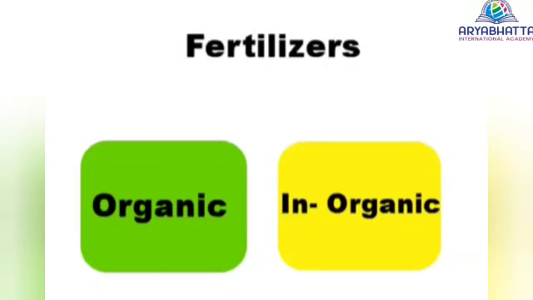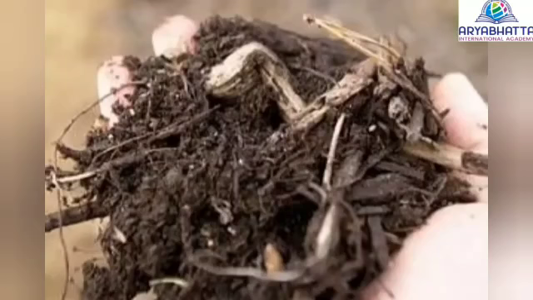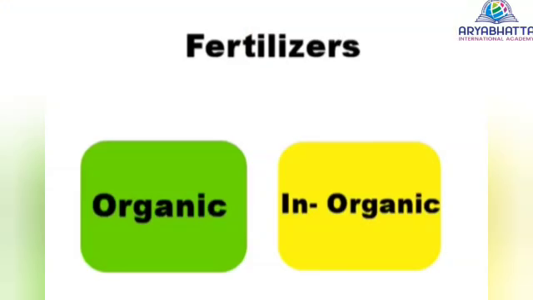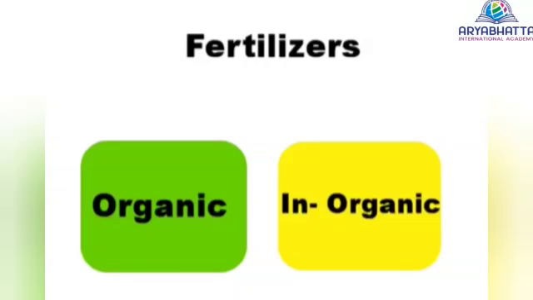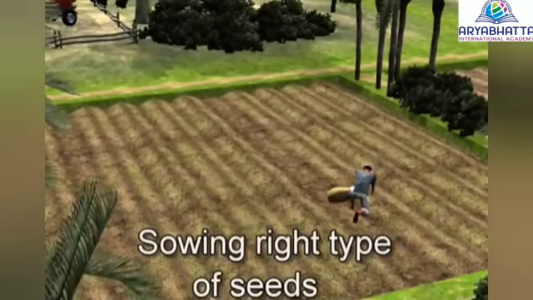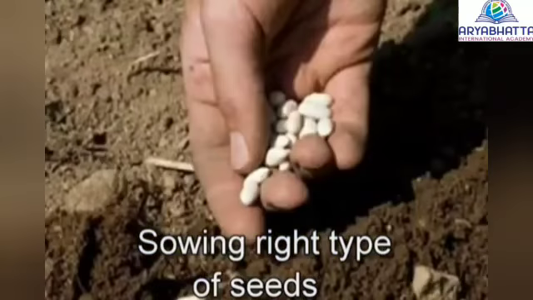Fertilizers are of 2 types. Organic, obtained from cow dung or dead organisms. Chemical, made in factories like urea, nitrates, phosphates, etc. Then we need to sow very good quality seed if we want good quality crop. As you have heard, what you sow, so shall you reap.